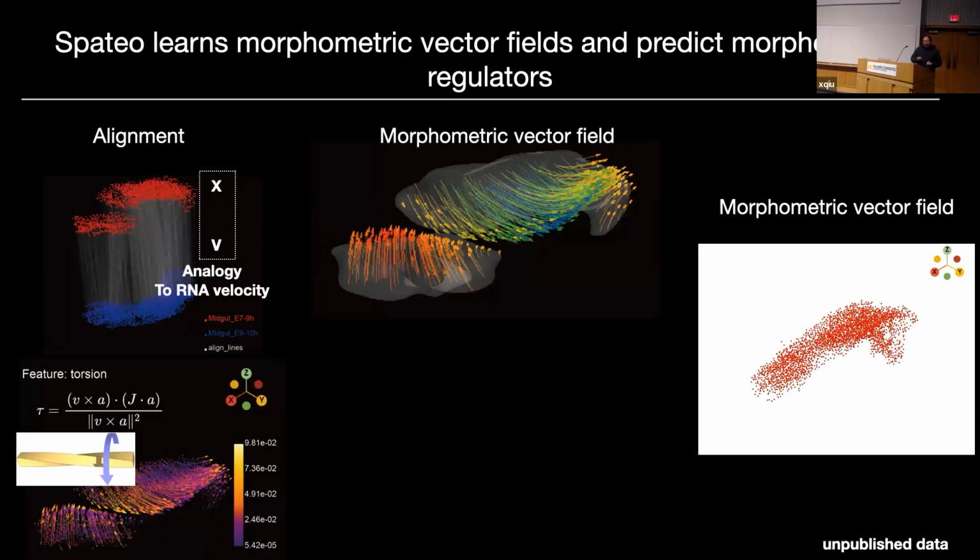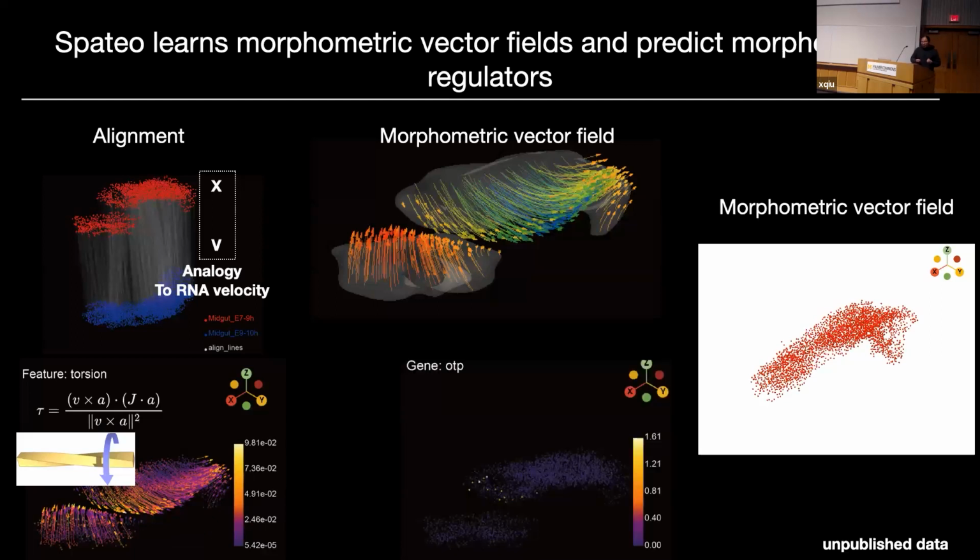So we can calculate the 1,000 for each individual cell, and then we can try to identify genes that show high correlation to the 1,000 across the cells. In this case, we show the OTP, which is a known regulator of the morphogenesis, indeed have a very high correlation to the 1,000.